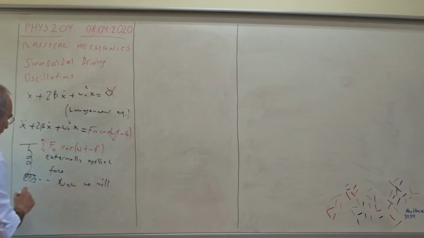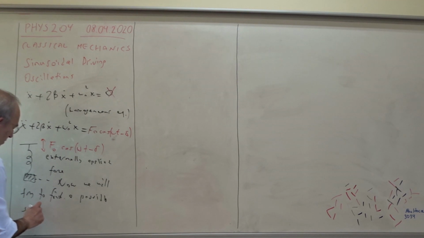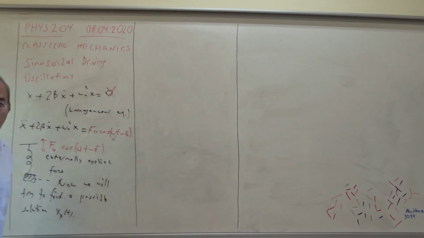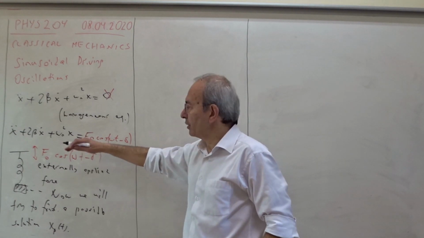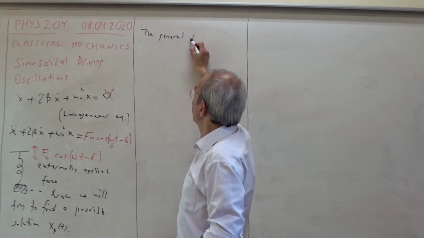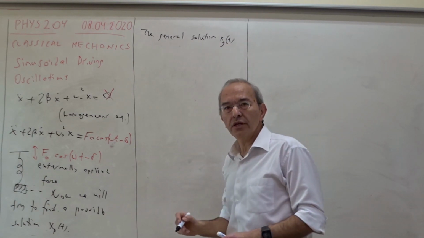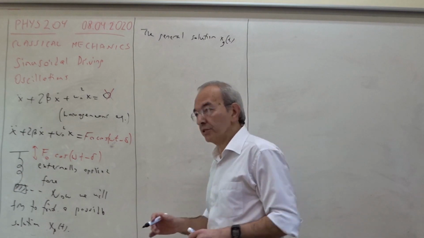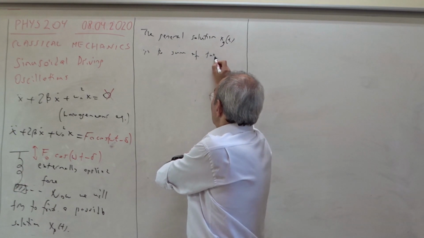We will try to find a possible solution, x particular of t. What is particular? In general, if you have something other than 0 on the right hand side of the differential equation, the general solution x, let me call it g of t, is the sum of two terms, two functions.